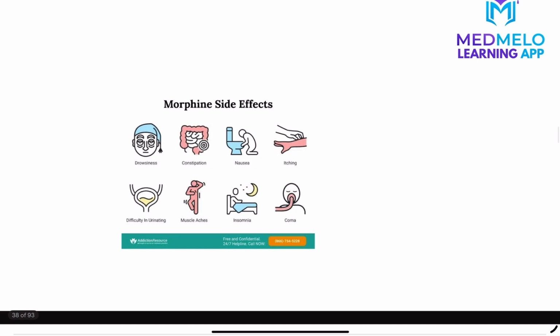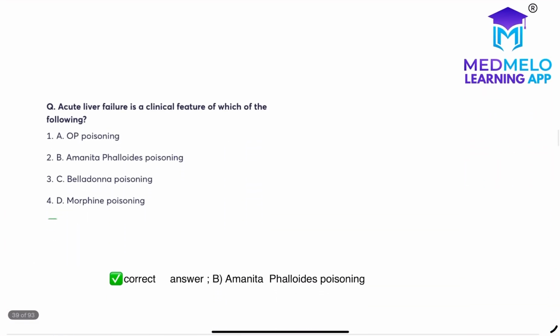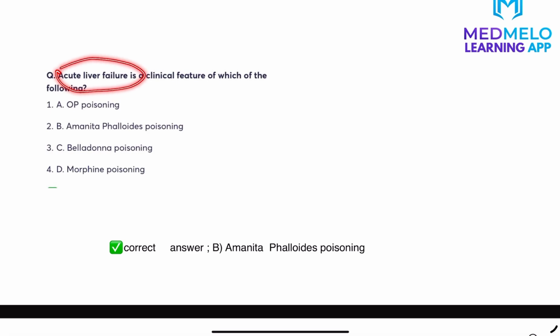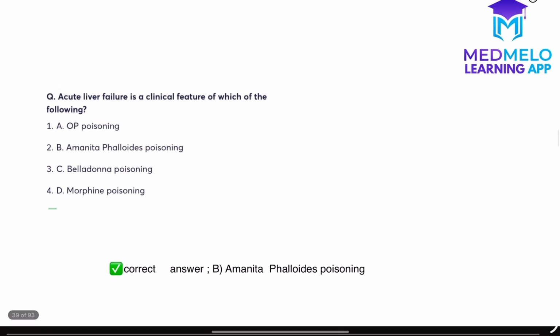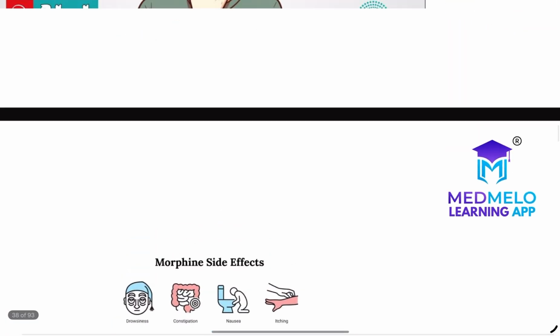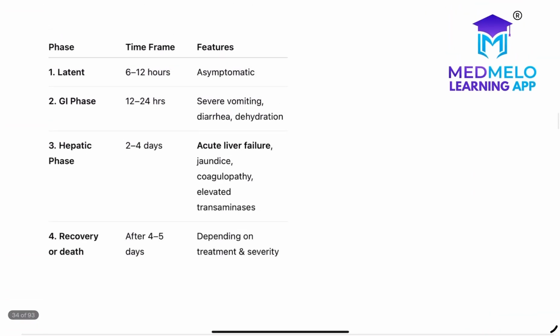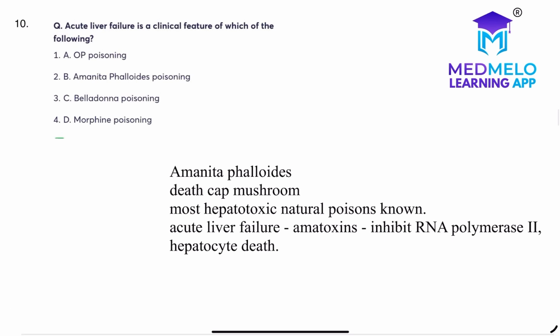The next option is morphine poisoning. Morphine side effects are drowsiness, constipation, nausea, itching, difficulty in urination, muscle aches, insomnia, and coma. So we didn't see any acute liver failure in any of the OP poisoning, belladonna poisoning, or morphine poisoning. So the answer, the exception, is Amanita phalloides poisoning. So let's look at the Amanita phalloides.